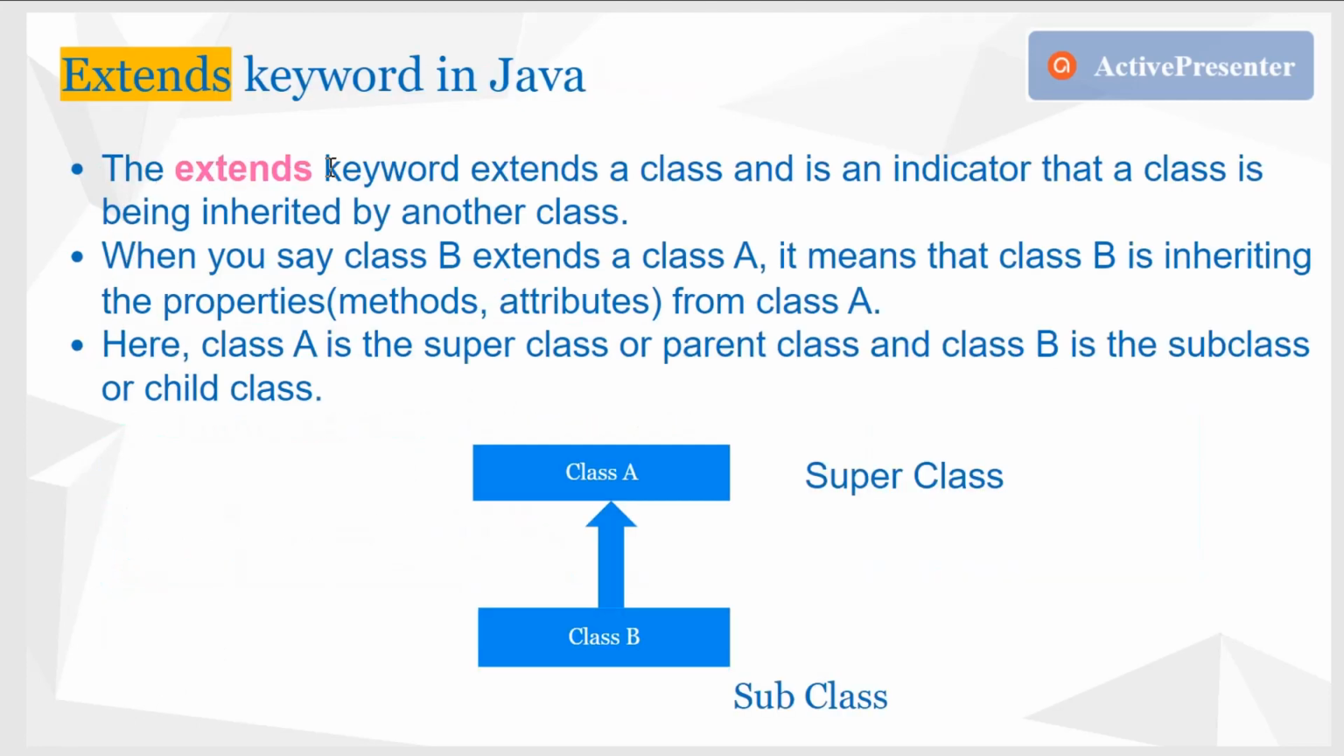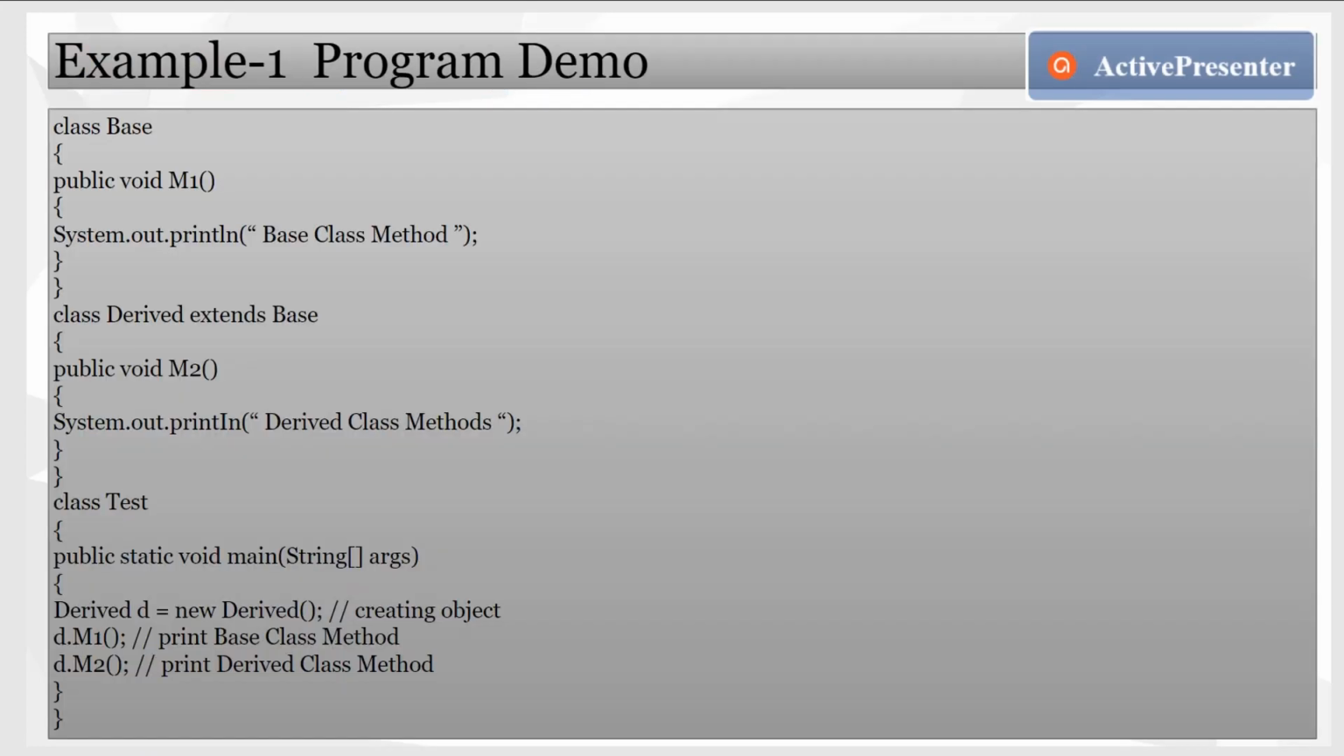So the extends keyword extends a class and is an indicator that a class is being inherited by another class. When you say class B extends class A, it means that class B is inheriting the properties of class A, that is, all the methods and attributes of class A. Here class A is the superclass or parent class. Class B is the subclass or child class. Let's see a demo.